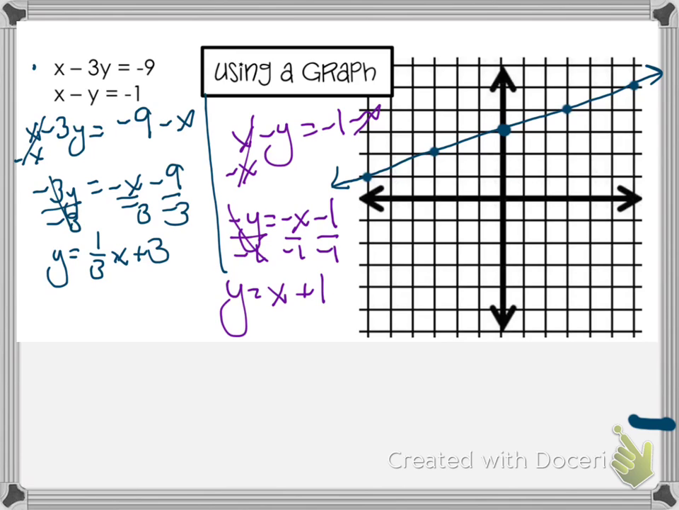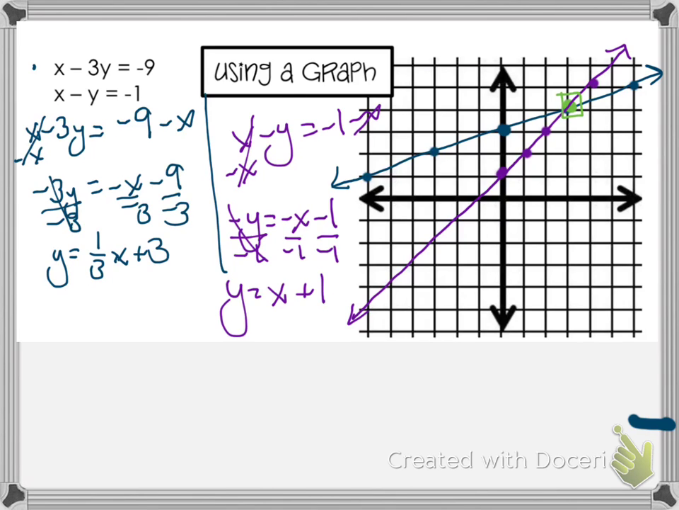So to graph this line, we start at the y-intercept of 1. And the slope is 1. So up 1, right 1, up 1, right 1, up 1, right 1, up 1, right 1. And then we see the point of intersection. Our point of intersection is here. So let's finish this line. There we go.